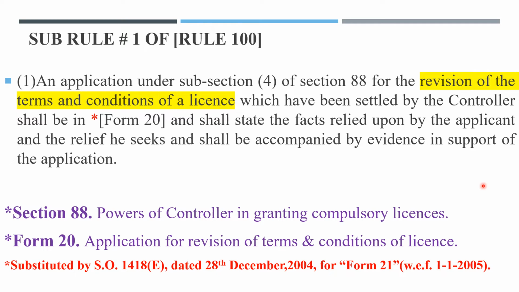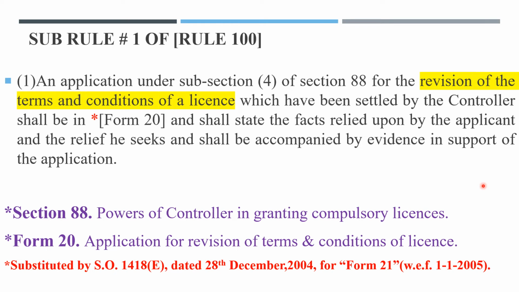So let me analyze this. An application under subsection 4 of section 88. That means an application under section 88 subsection 4. Why this application? What is the objective of this application? The objective is the revision of the terms and conditions of a license, which is already settled by the controller. And how will this happen? This will happen via form number 20.